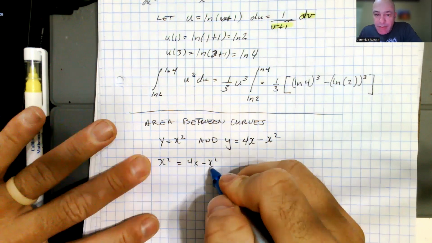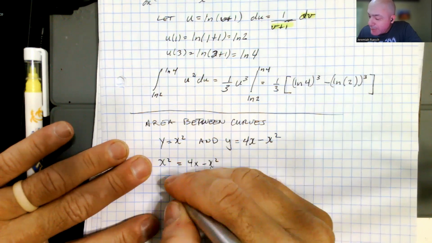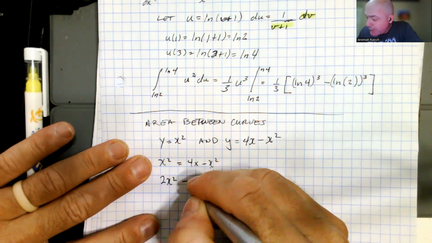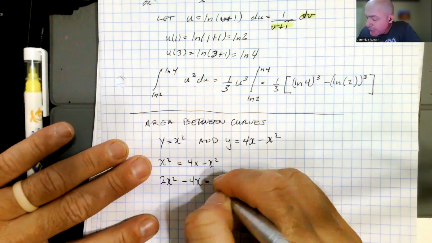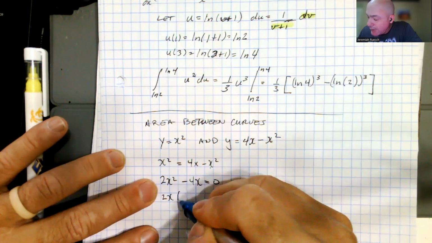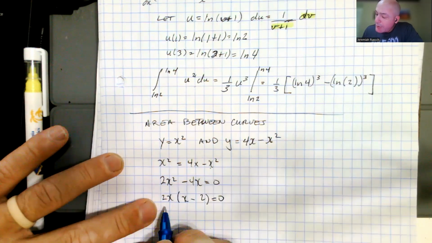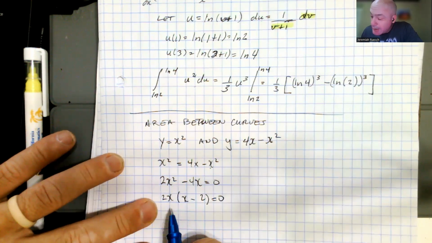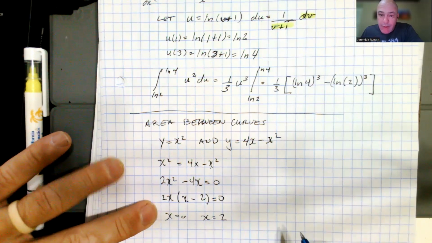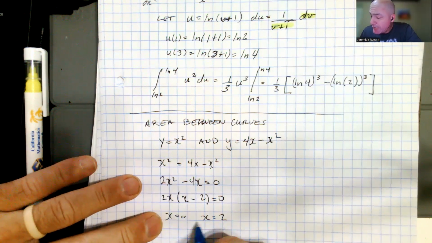You can either add over or subtract over, whichever you need to do. The x's are on opposite sides, so they're not going to cancel out. So I'm just going to add the x squared and subtract the 4x. So I get 2x squared minus 4x is equal to 0. There's a common factor of 2x I can factor out, so 2x, and that leaves an x minus 2 on the inside equals 0. So the zero product property says that either x is equal to 0 or x has to equal 2. Okay, so those are the two values that we saw as the limits of integration.